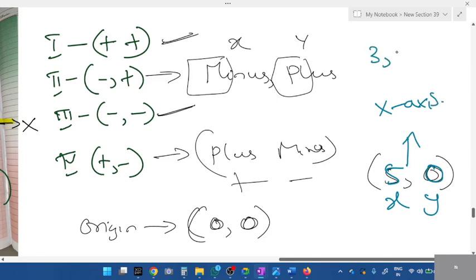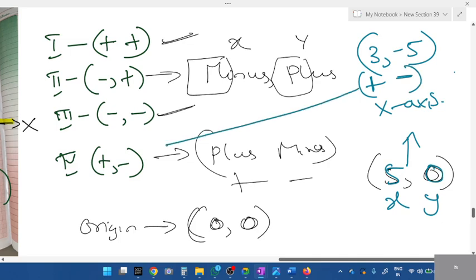If I write 3, comma minus 5, where does it lie? Check the sign, students. 3 is positive, 5 is negative. Where does plus and minus lie? Which quadrant? Fourth quadrant. Is this clear? Understood? Fourth quadrant, x-axis. This is how they'll give you questions.